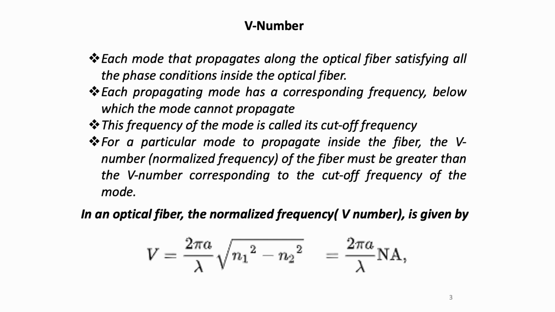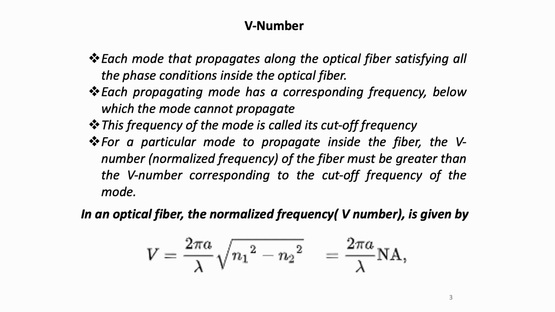So which modes are going to propagate? Those whose cutoff V number is lesser than the V number of the fiber. The normalized frequency V number is given by V = 2πa/λ √(n1² − n2²). Here a is the radius of the core, not the diameter, and λ is the wavelength.